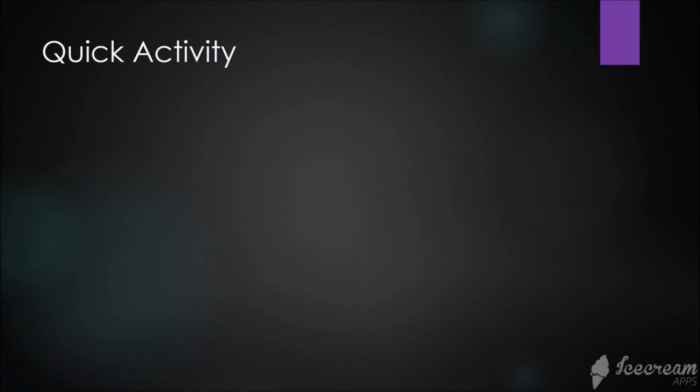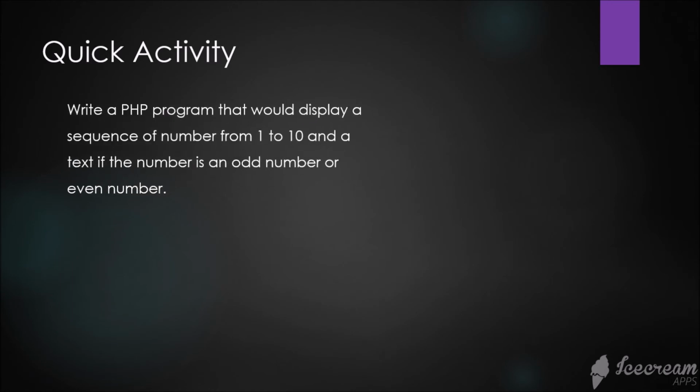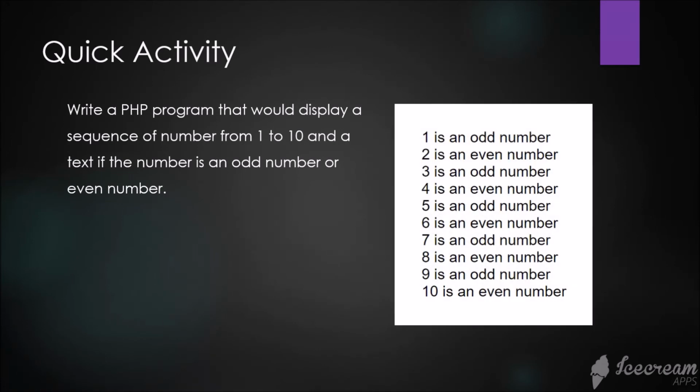Okay, so quick activity muna tayo guys. So write a PHP program that would display a sequence of numbers from 1 to 10 and a text if the number is an odd number or even number. Okay? So we have here yung sample natin. So ito yung magiging sample output natin. Okay? So number, then dito naman yung statement if it is odd number, then if it is even number. Okay? So quick tip. To check if it is odd or even number, we can use yung modulus operator. Okay?